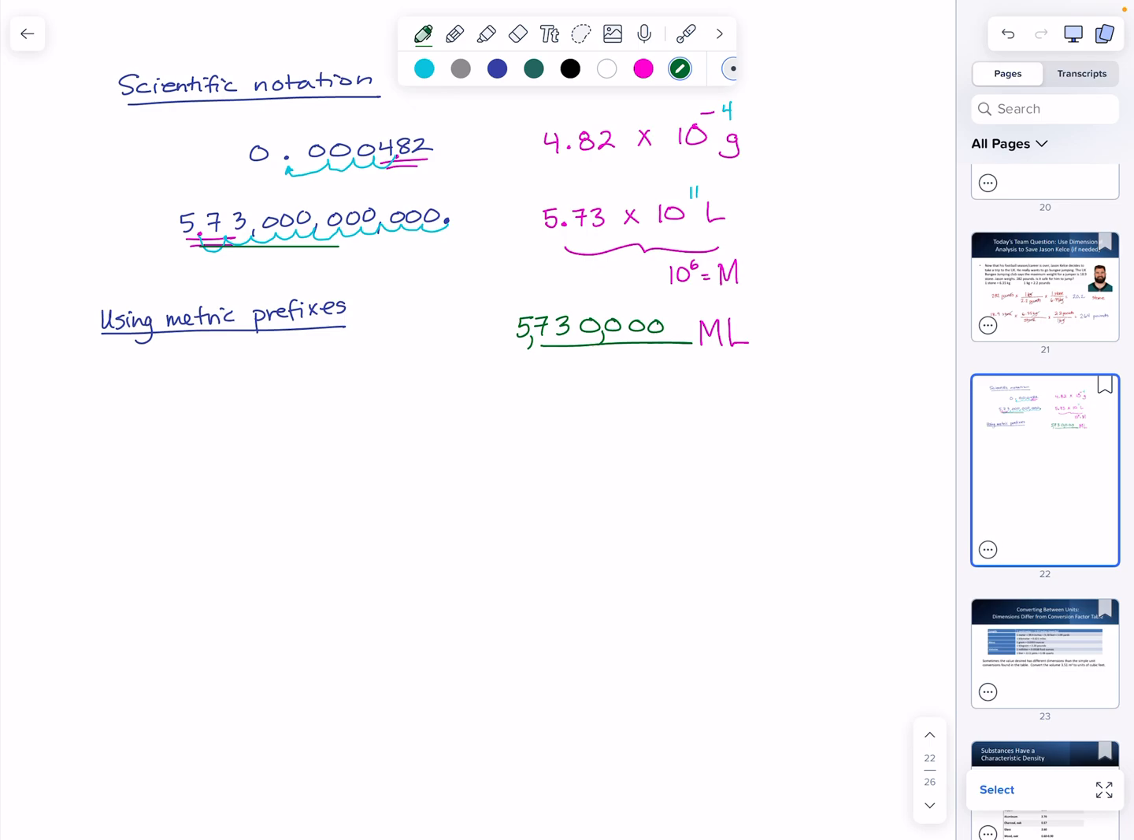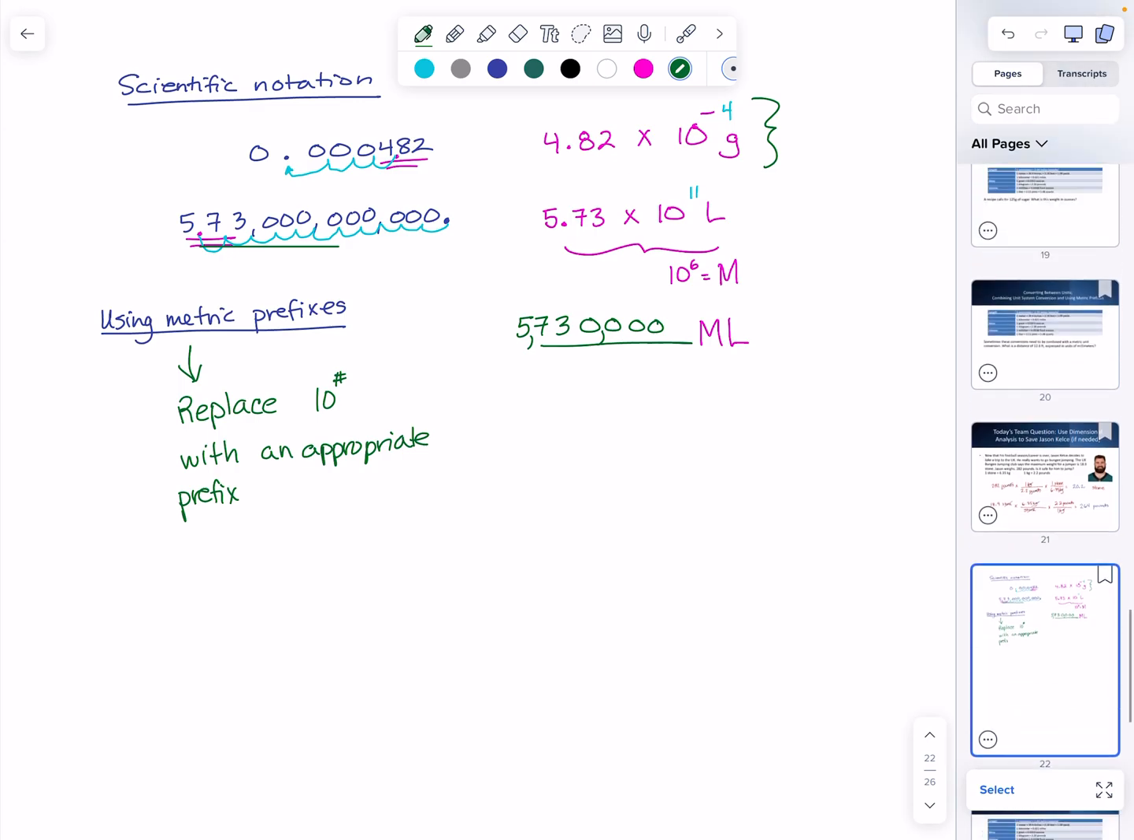Now, we're going to replace 10 to the whatever with an appropriate prefix. And we might need to adjust the number that's in front, again, depending on how far off we are. Okay, so let's look at 10 to the minus 4. This one's going to be a little bit easier.